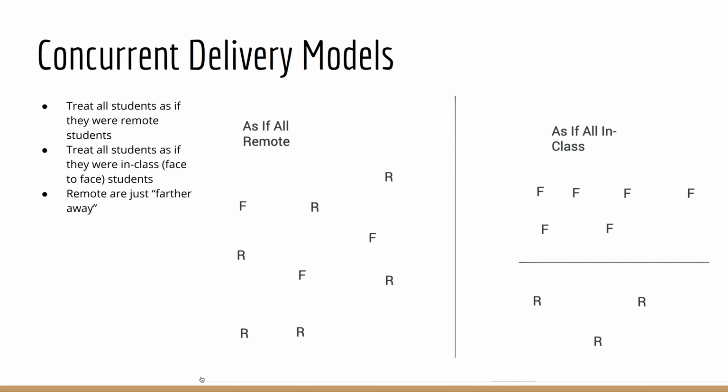The other model is we're treating it as if everyone's in front of us. So you can see on the right-hand side, in this case, 6 face-to-face students, and they're actually sitting in front of us. We have a smaller number of remote students. However, we're going to treat them basically as if they were in the classroom. They're just a little farther away. And with technology, we're going to add them to our face-to-face teaching, if you will. Okay?